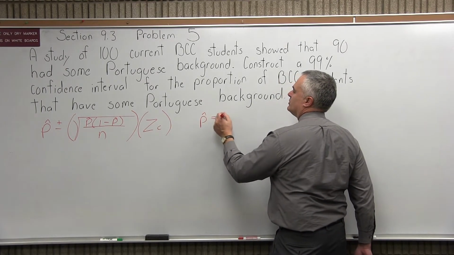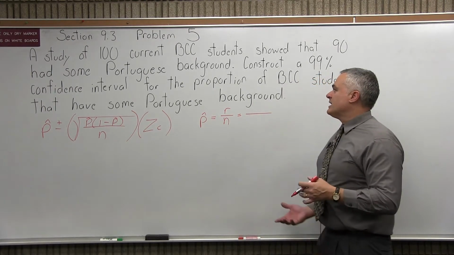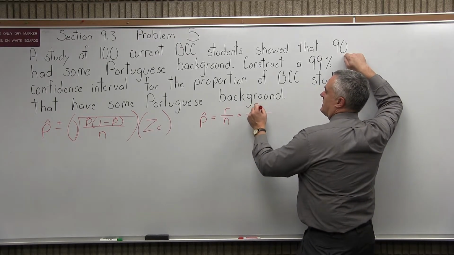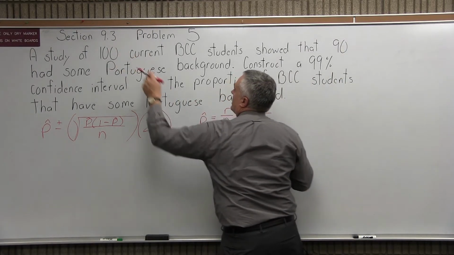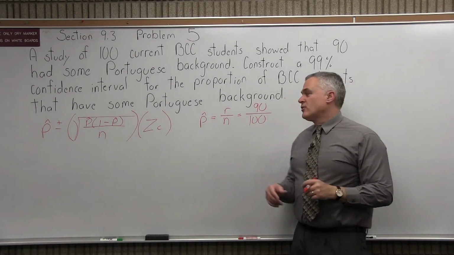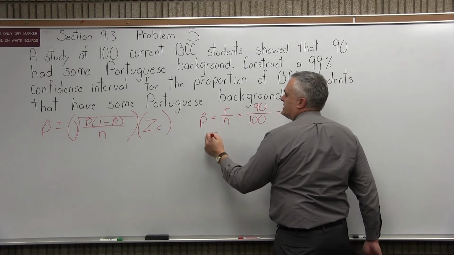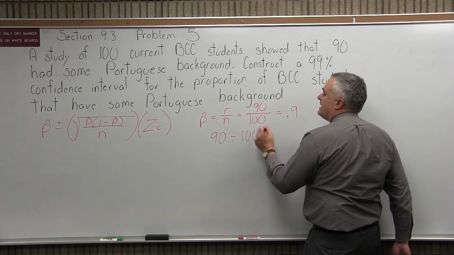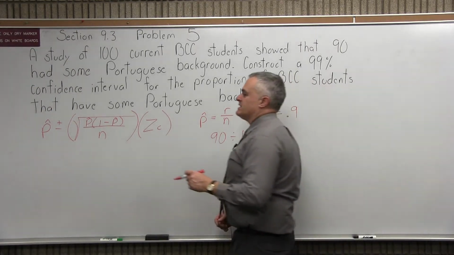P hat is equal to r over n, where r is the number of desired results for what you're studying. That would be 90. 90 of the students in your study had some Portuguese in their background. And n is the total number of observations, which for this problem would be 100. You observe 100 students. So now that's a fraction, 90 over 100. I can see in my head that that reduces to 0.9. If you don't see it, just use a few seconds on your calculator, divide the numerator by the denominator, and your calculator will tell you that it's 0.9. So that's p hat. So we can go ahead and start filling some of this in.